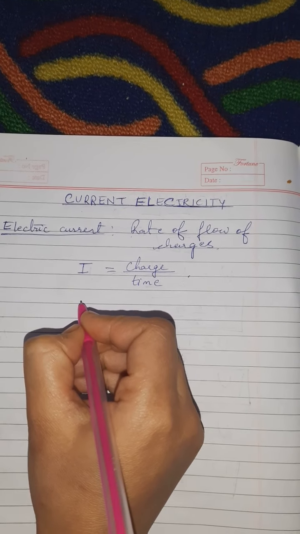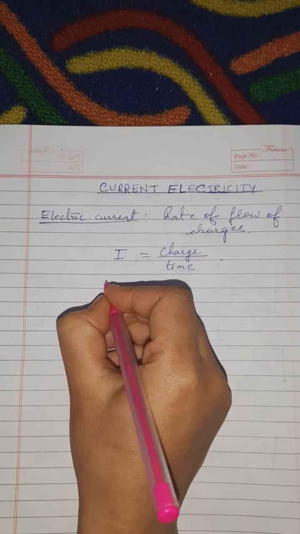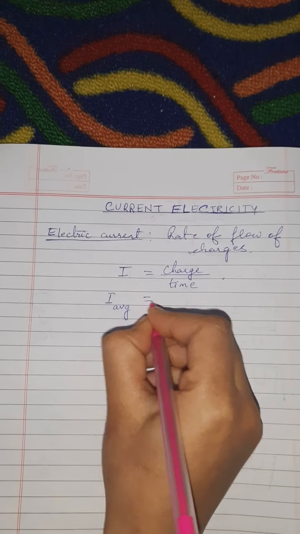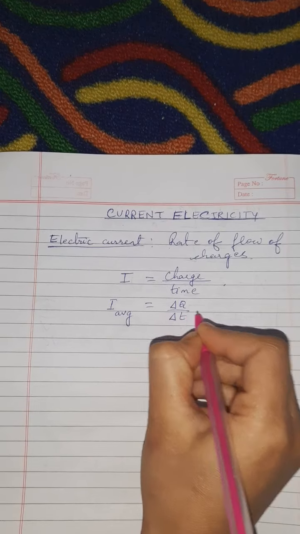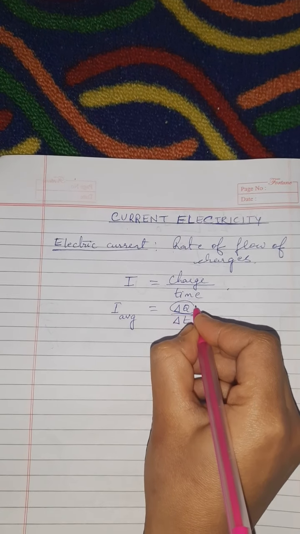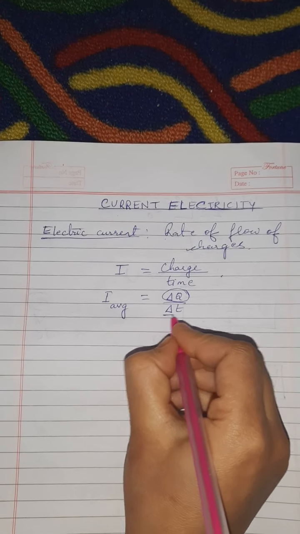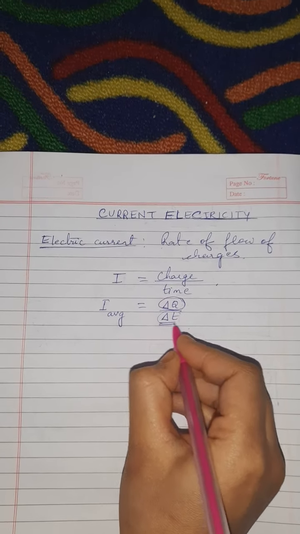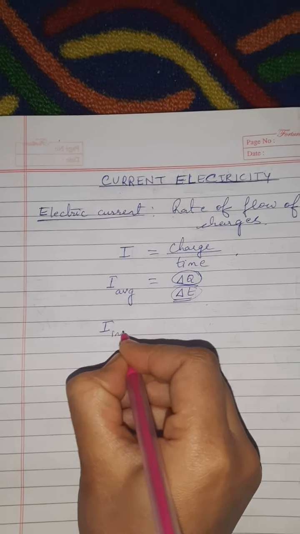Now all the charges may not flow at the same rate, so we take the average value. So we take average current for a conductor as delta Q by delta T. Now this delta Q is the amount of charges that pass through a particular point in a conductor in a time interval delta T.